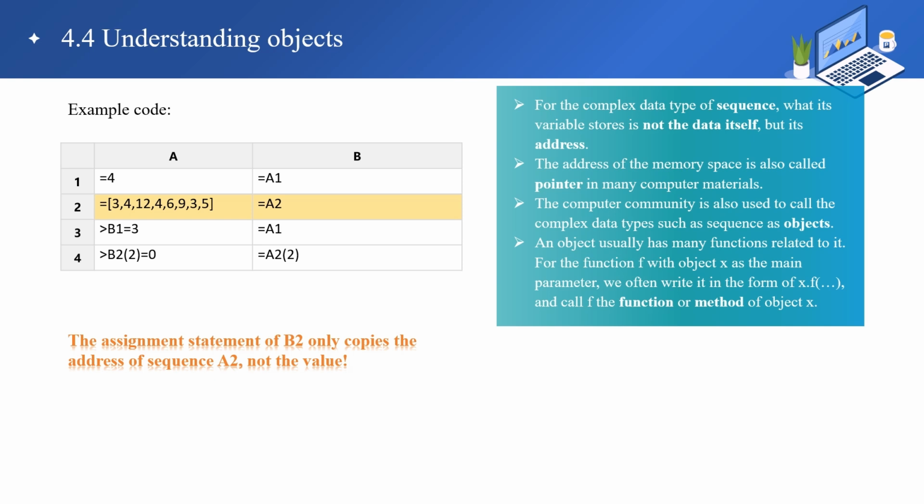An object usually has many functions related to it. For the function f with object x as the main parameter, it can still be written in the traditional form of f(x). But in order to show that f is strongly related to x, we often write it in the form of x.f, and also call f the function or method of object x. For example, the function x.len that returns the length of sequence x. A large number of functions in SBL are written in the form of such objects.